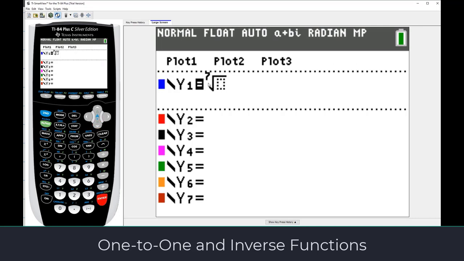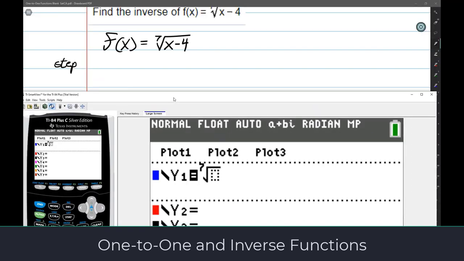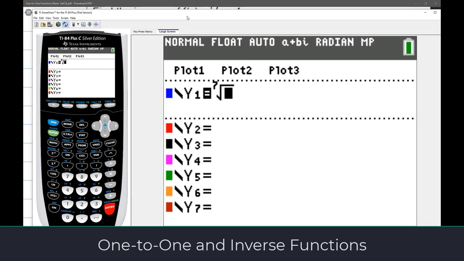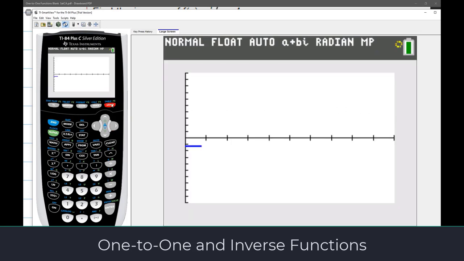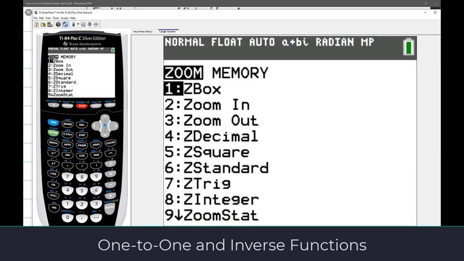The 7 jumps up to the inverse position. Then under the radical, I type, what do I type? x minus 4. And then hit the right arrow key. And then I'm going to graph. Okay. I'm going to zoom 6 that to put it back in standard form.